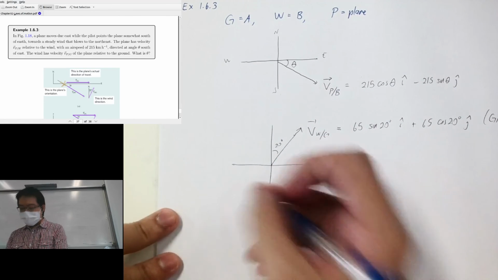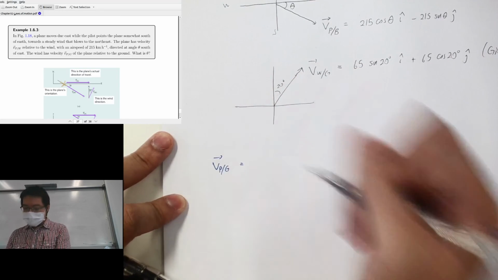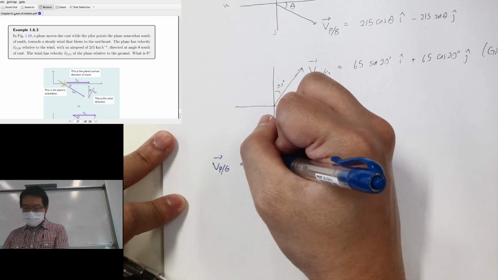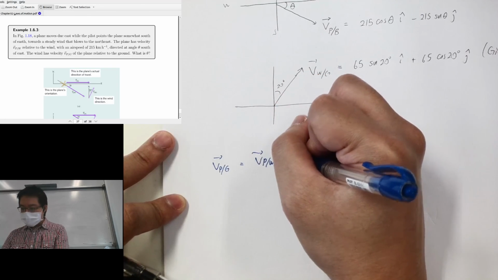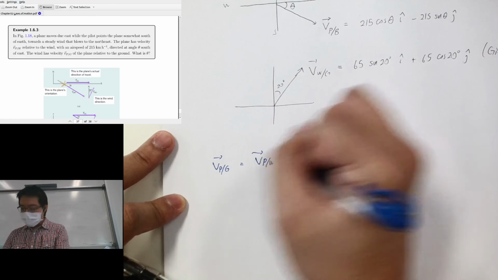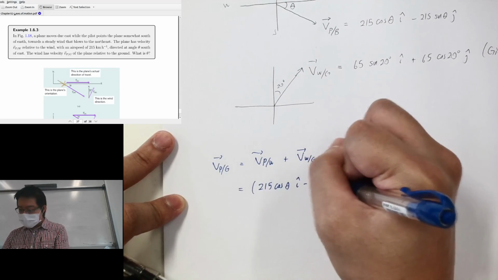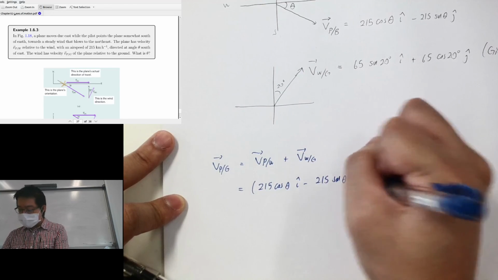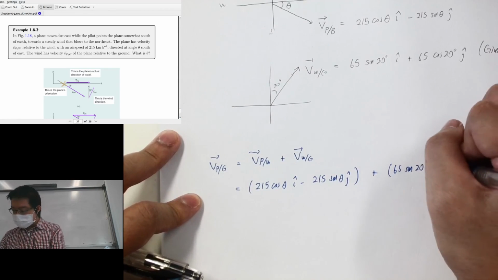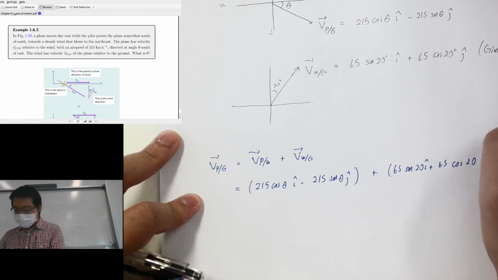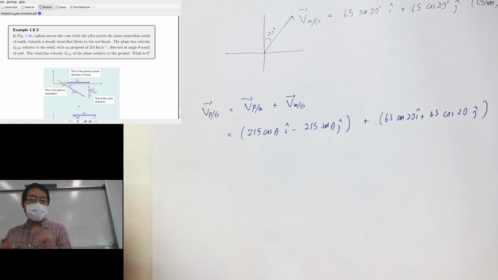So we shall use our formula. Vp relative to the ground is Vp with respect to the wind plus V of the wind relative to the ground. So from here we get 215 cos theta i minus 215 sine theta j, and then the wind relative to ground is 65 sine 20 i plus 65 cos 20 j. Based on this information, the question says that the plane only moves due east.